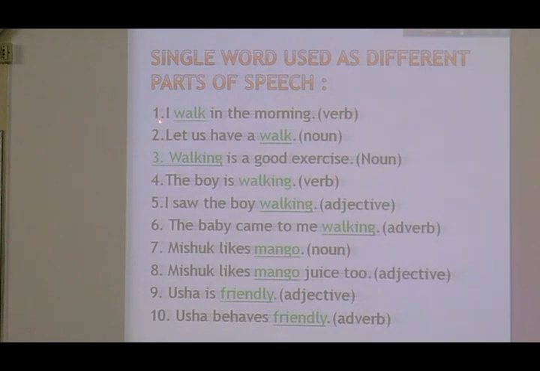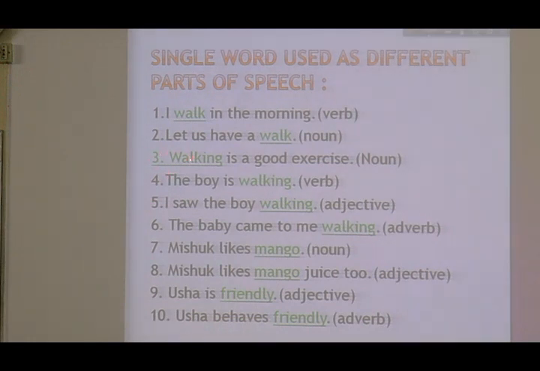Look at the first sentence: I walk in the morning. Here, walk is a verb. Second sentence: let us have a walk. Have a walk. You know, article a is used always before a noun. So walk here is a noun.